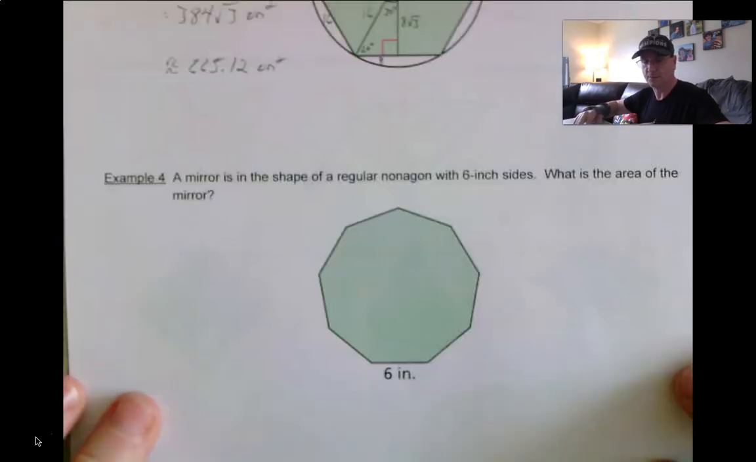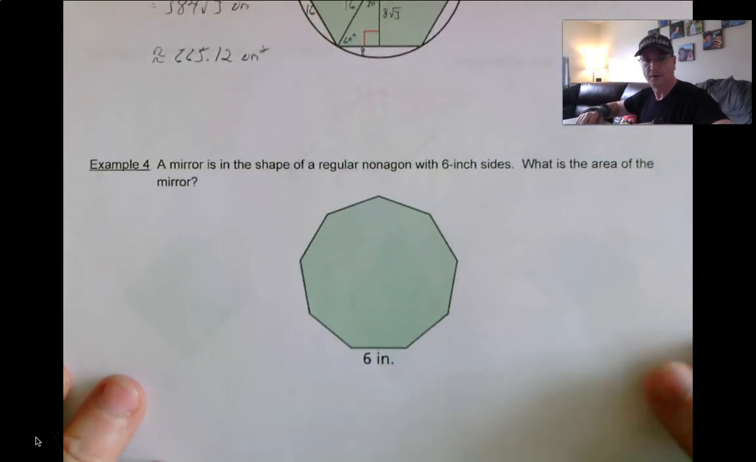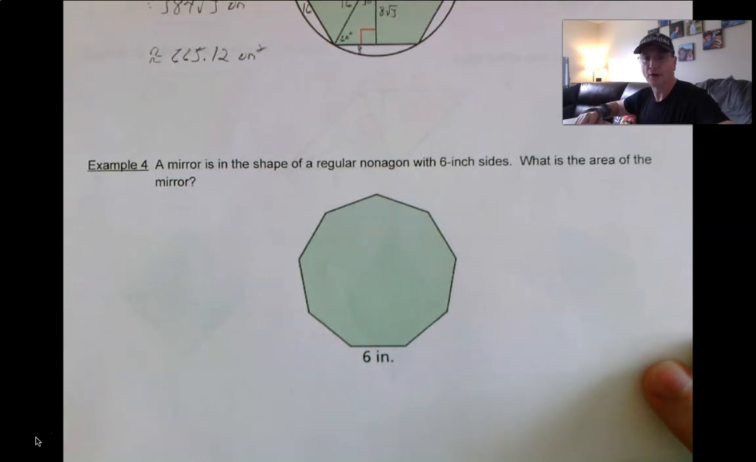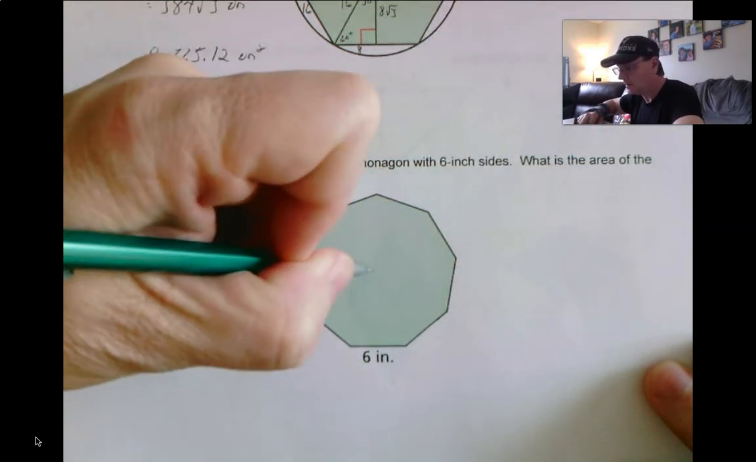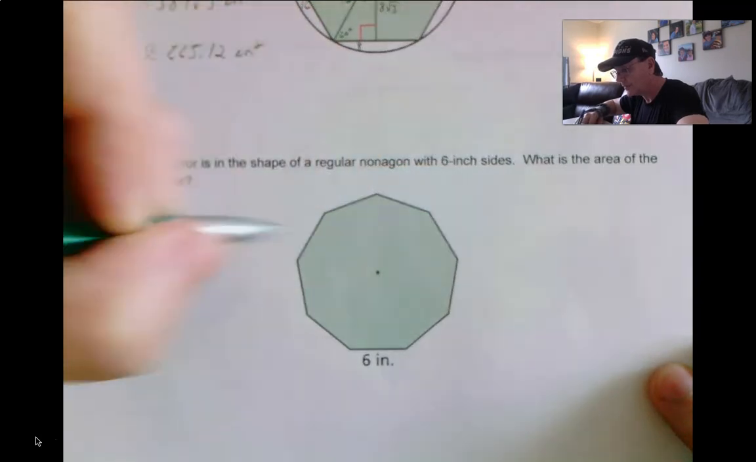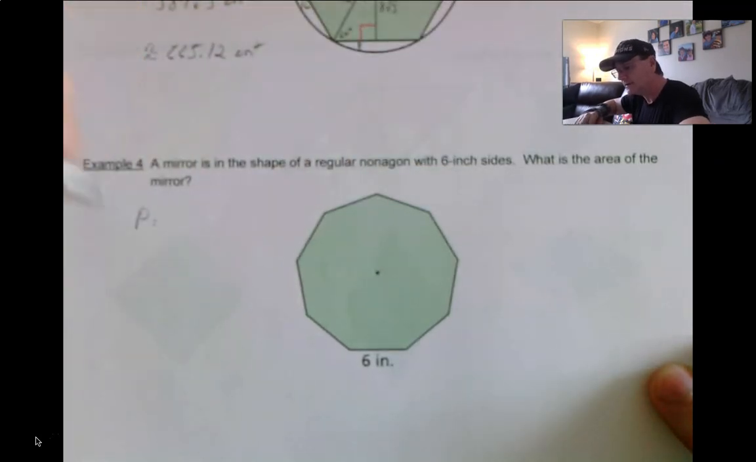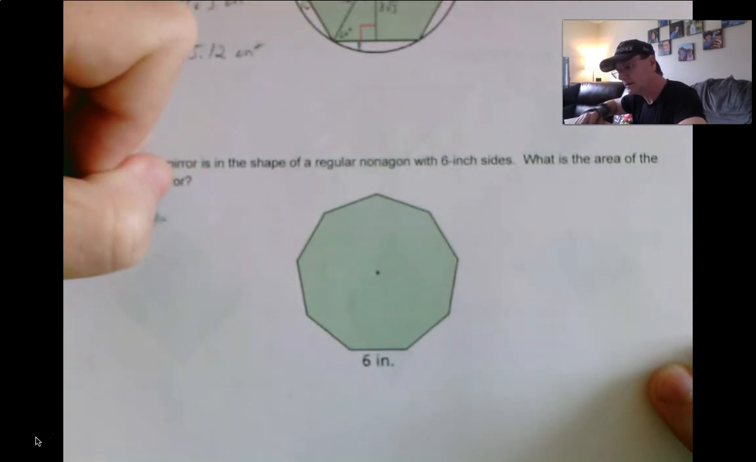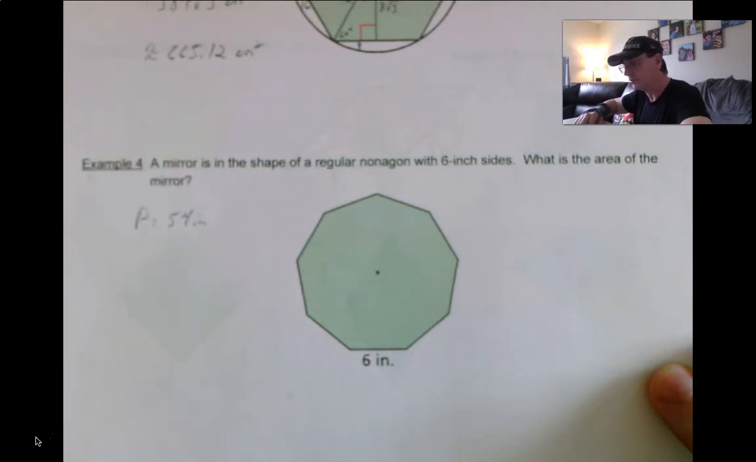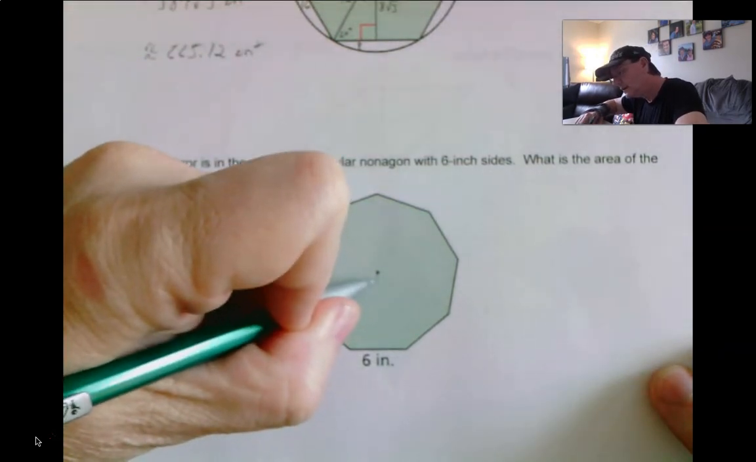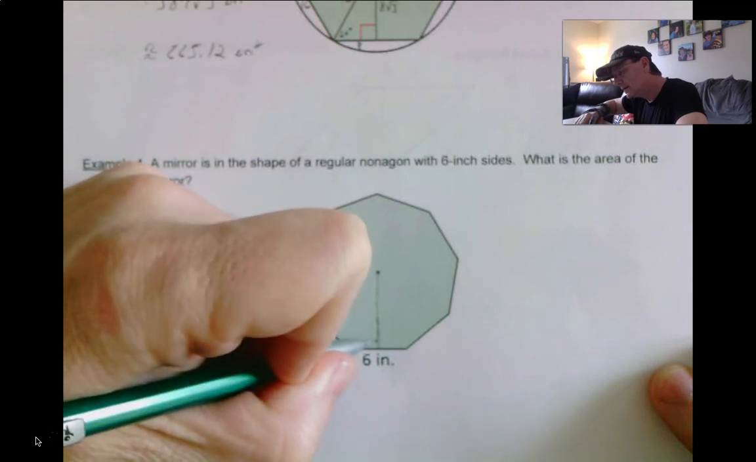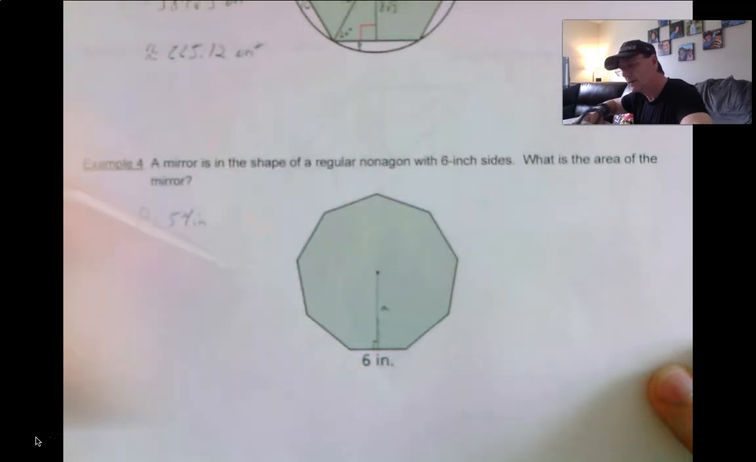Okay, so example 4. We have a mirror shaped like a regular nonagon. Nonagon is 9 sides, each with 6-inch sides. What is the area of the mirror? So what we don't have is apothem, right? Perimeter is easy. 6 times 9 is 54 inches. We have the perimeter. What we need is apothem.